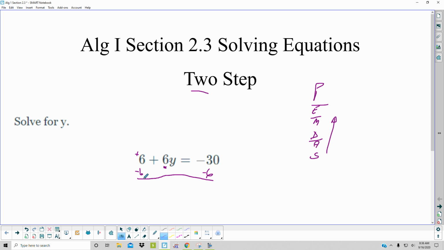Sorry, I'm going to use this little pad. So this is gone. So you have 6y is equal to negative 36. This 6, as we said a bit ago, is attached by multiplication, so I'm going to divide it out, and you end up with y is equal to negative 6.